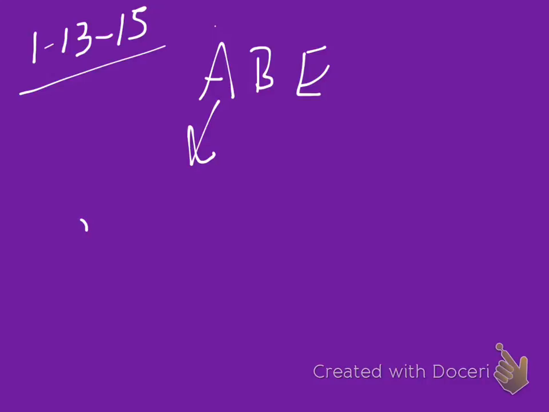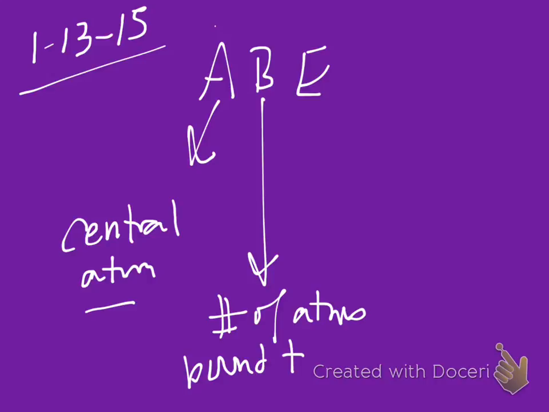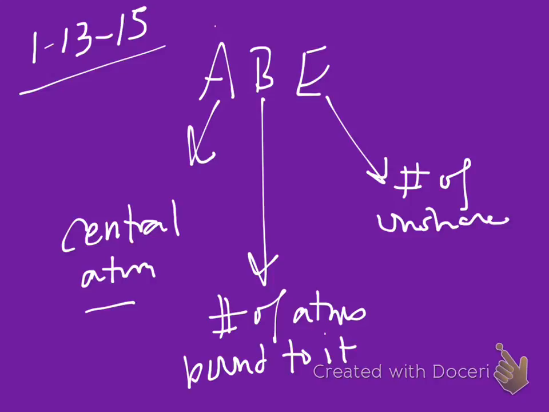A is your central atom. Everything has an A. B is basically the number of other atoms bound to it. And E is the number of unshared pairs bound to it. Okay? So let's see how this plays out in a real atom.